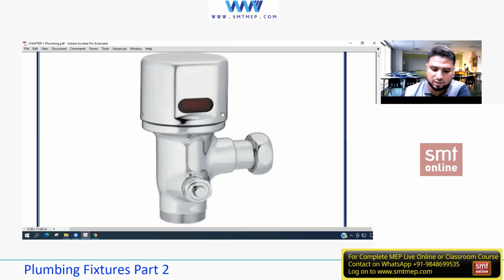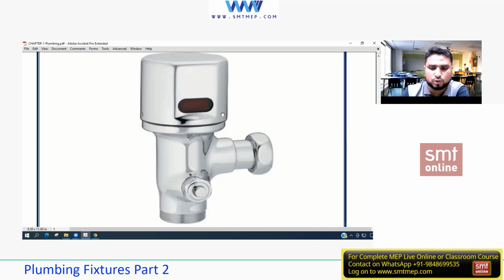I'll tell you how it works. For example, if this is installed on a urinal, someone comes and is done, and in a manual one we need to press it manually. Here, no need to do anything. The moment we come there, it senses the human body temperature and is ready to release water, but it waits until we move away from there. Once we are done and step back, it automatically delivers a certain amount of water for flushing. Yes or no? Yes, sir.